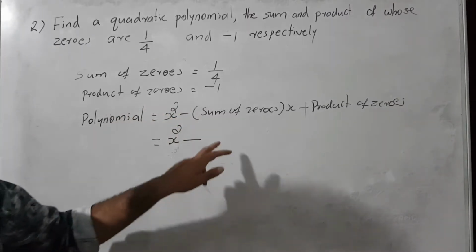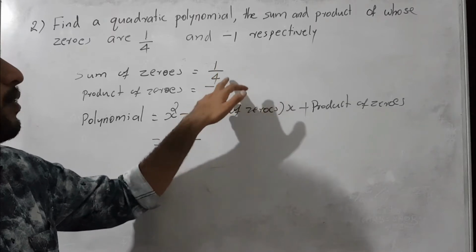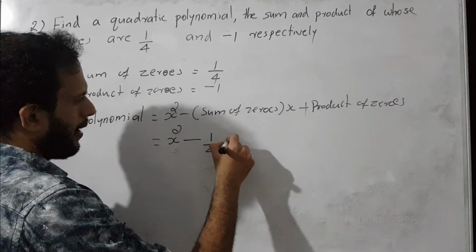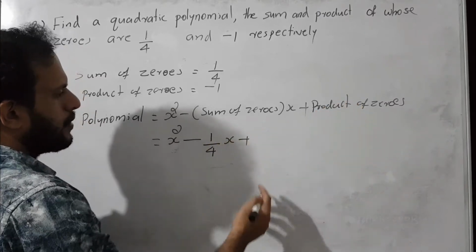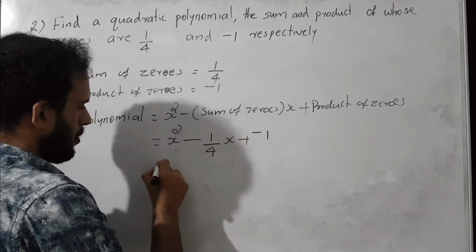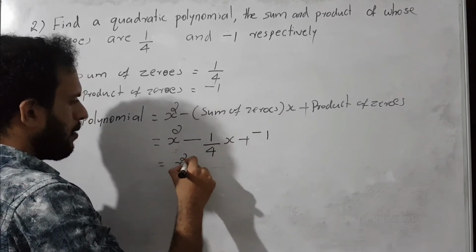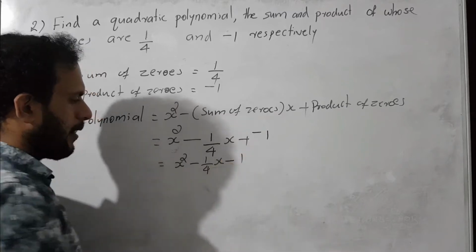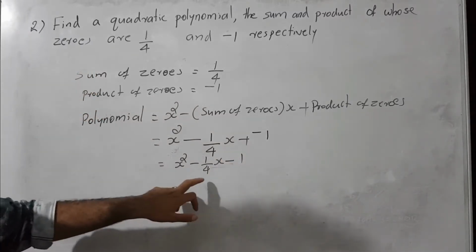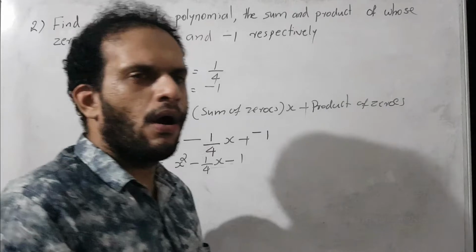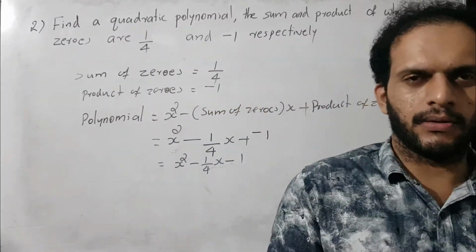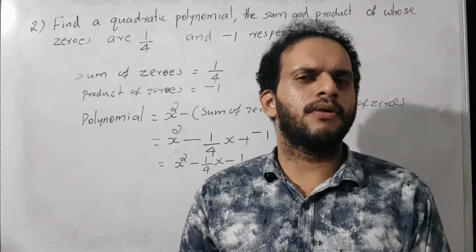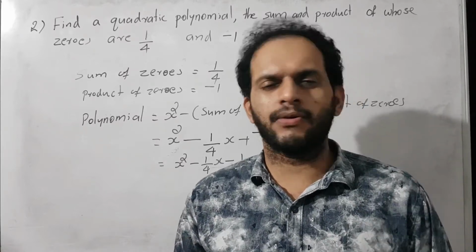Then after that we check what is the sum of zeros. The sum of zeros is 1 by 4, so 1 by 4 into x plus, what is the product of zeros? That one is minus 4 is equal to x square minus 1 by 4 x minus 1, correct? But the second term coefficient is in the form of a fraction. Most commonly we do not keep the coefficient of the variable in the form of a fraction.